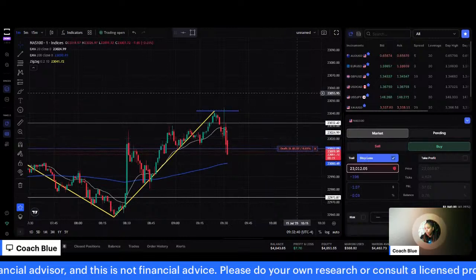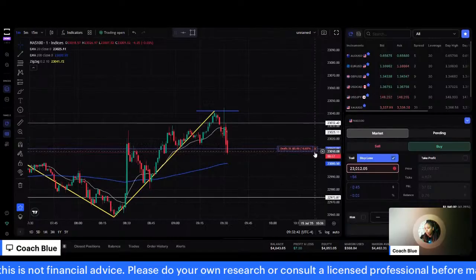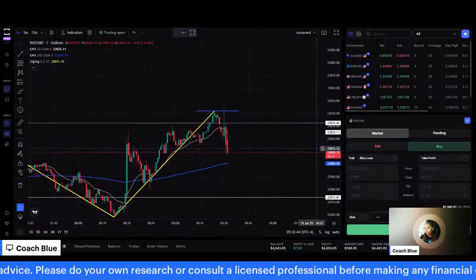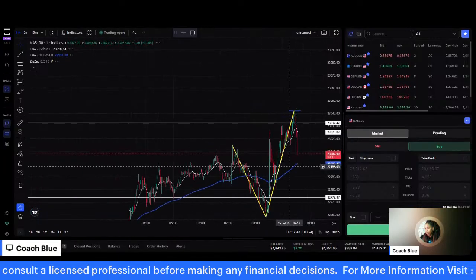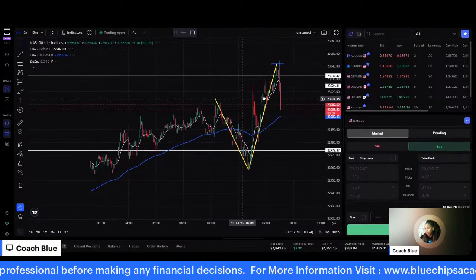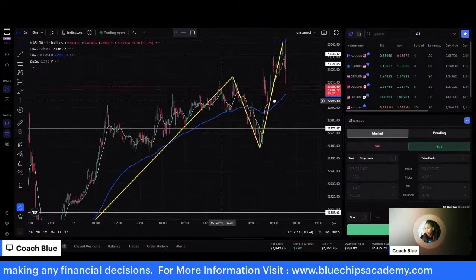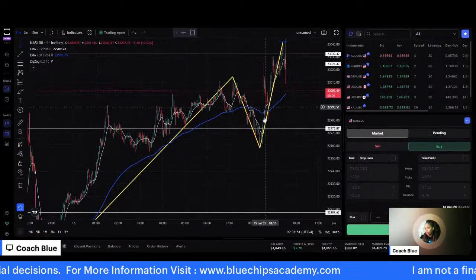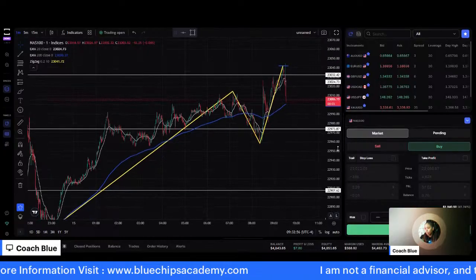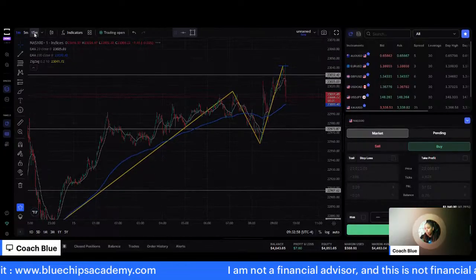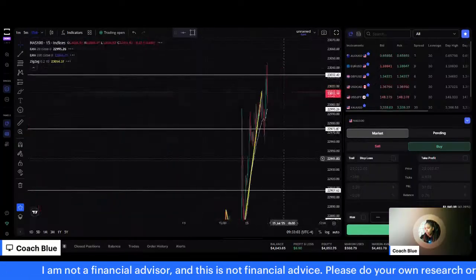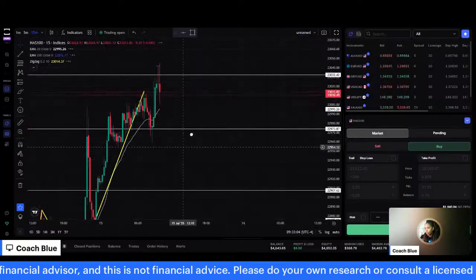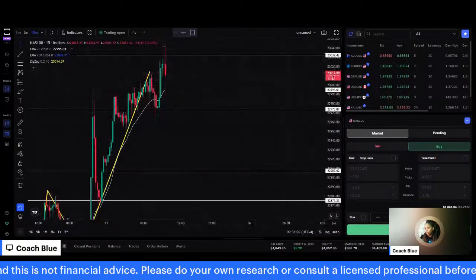So now we have to reassess. This is another part of trading right here, being objective with the market. If we look at this slope here, we can clearly see that there is a nice strong slope for the buyers, right? So let me go to the 15 minute.